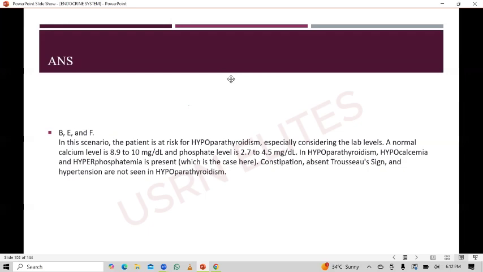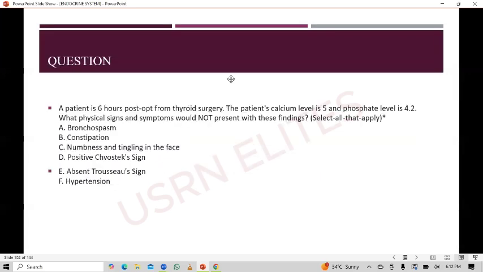In this scenario, the patient is at risk for hypoparathyroidism, especially considering the lab levels. The normal calcium level is 8.6 to 10.2, and phosphate level 2.5 to 4.5. In hypoparathyroidism, hypocalcemia and hyperphosphatemia are present, which is the case here. Constipation, absent Trousseau sign, and hypertension are not seen in hypoparathyroidism. Okay, did we get it very well?